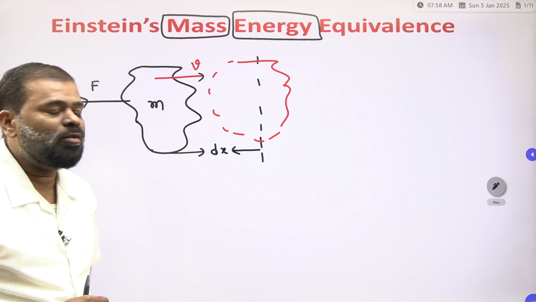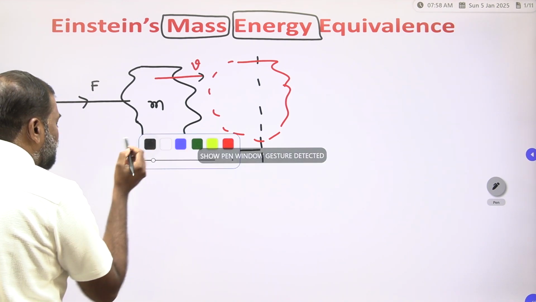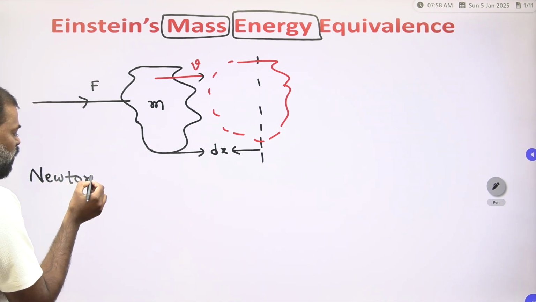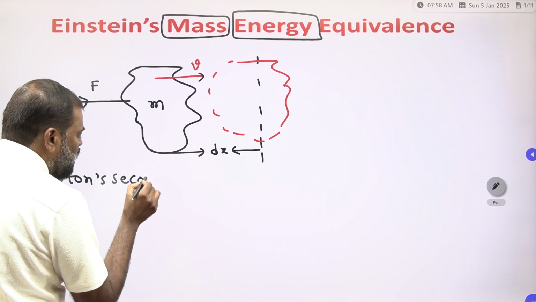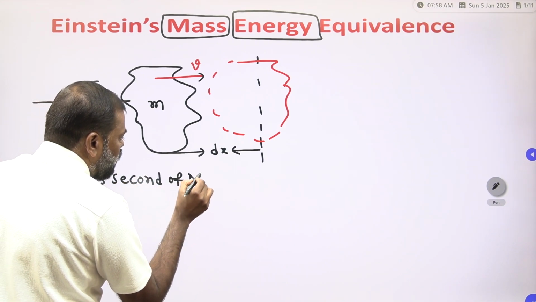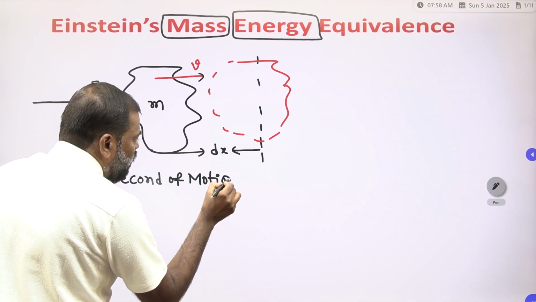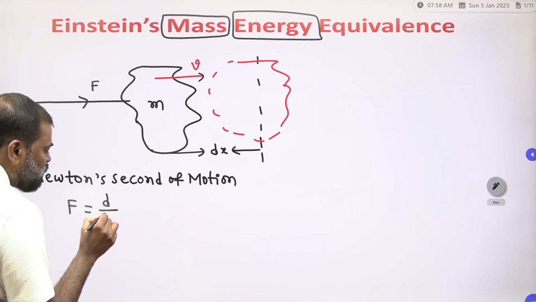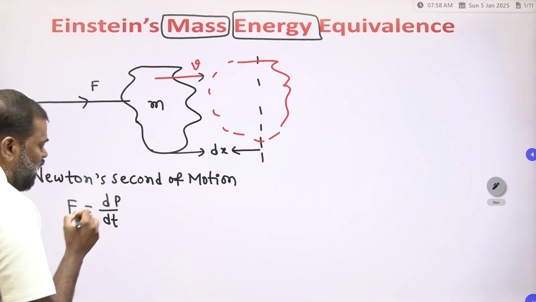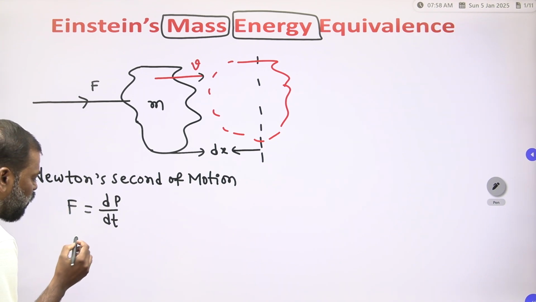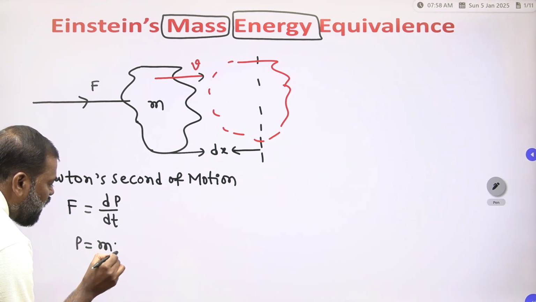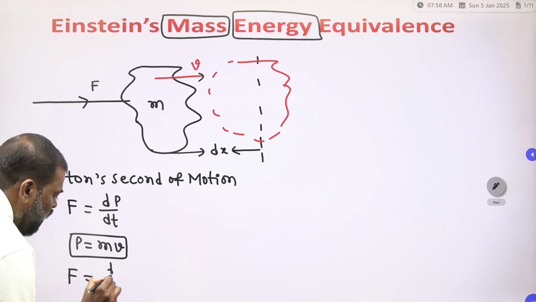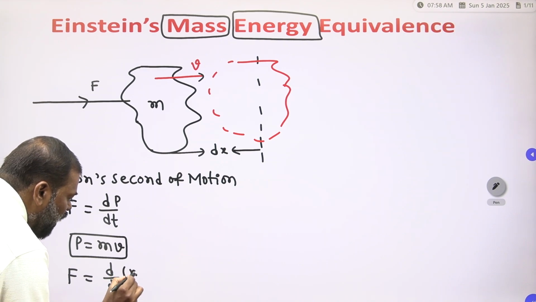Therefore, what do we write? By using Newton's second law of motion. What is the second law of motion? Force is equal to the rate of change of momentum, d by dt of momentum. But momentum p is equal to m into v. So F is equal to d by dt of m into v.